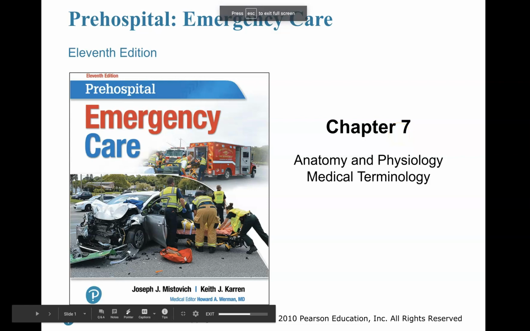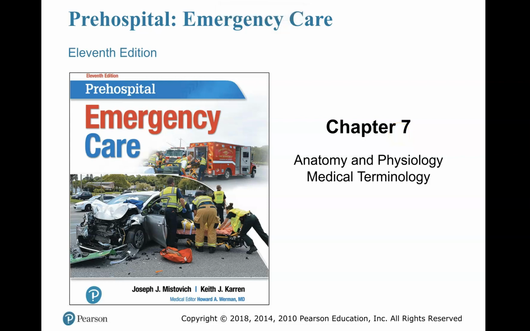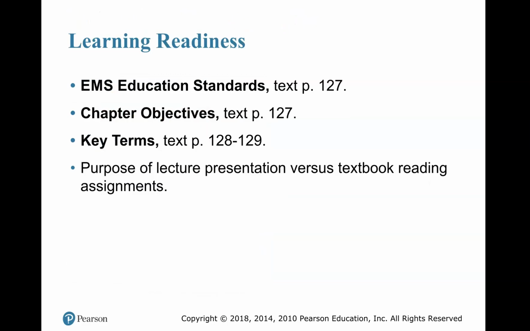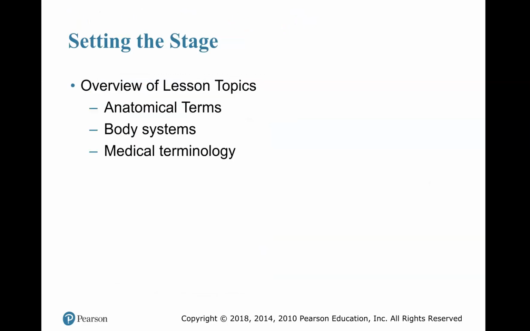Alright, welcome back to Chapter 7, Anatomy and Physiology and Medical Terminology. One of the most important chapters of this text. Knowing the human body is very, very important and how it works. Alright, some overview: anatomical terms, body systems, and medical terminology. It's going to be sort of a lengthy chapter. I was going to do it in two parts, but I decided to keep it in one.